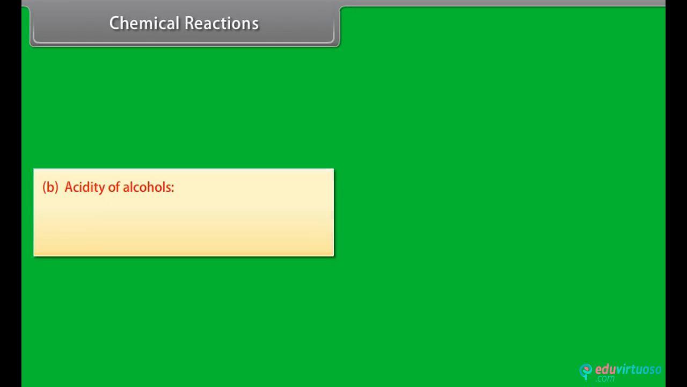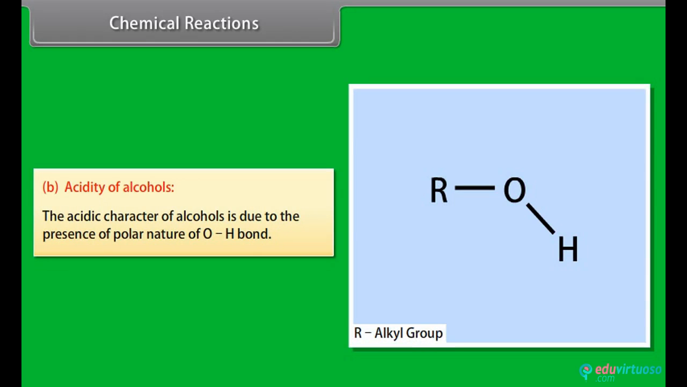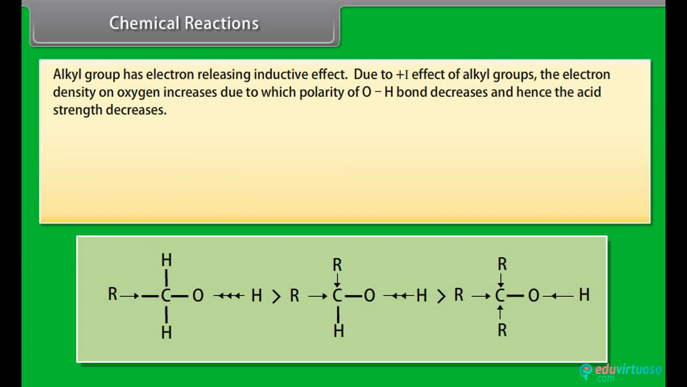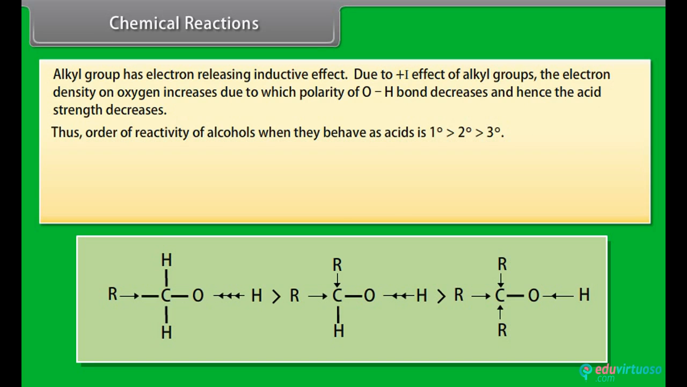Acidity of alcohols. The acidic character of alcohols is due to the presence of polar nature of OH bond. Alkyl group has electron-releasing inductive effect. Due to plus I effect of alkyl groups, the electron density on oxygen increases, due to which polarity of OH bond decreases, and hence the acid strength decreases. Thus, order of reactivity of alcohols when they behave as acids is primary alcohol followed by secondary and tertiary alcohol.